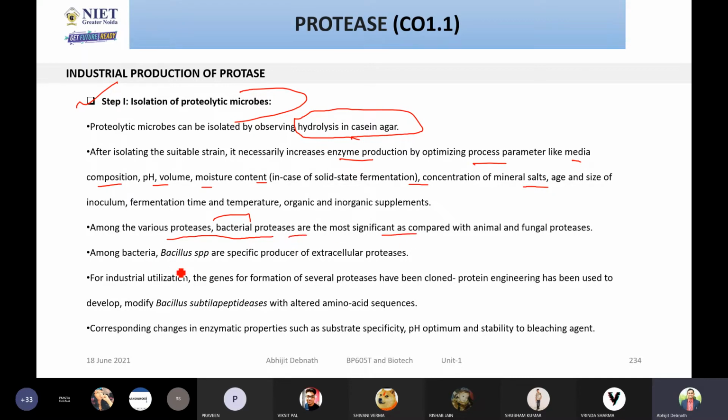Okay, now what are the bacteria? Like Bacillus subtilis. This is the most common bacteria, and it is actually used in producing this particular enzyme. And for industrial production, you can take the gene for the formulation of several proteases. You can also clone. I will tell you today what is cloning, what is genetic engineering. You can do protein engineering. You can modify the particular bacteria's gene so that it will produce more and more amino acids, and all the amino acids will join together and make a protein, meaning an enzyme.